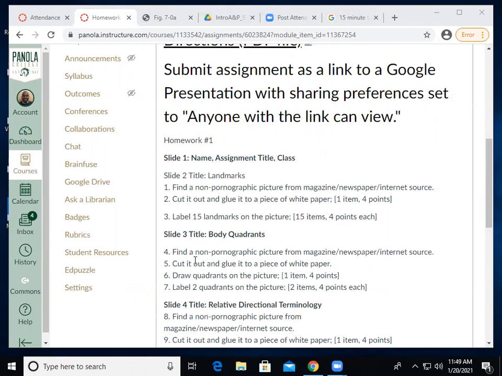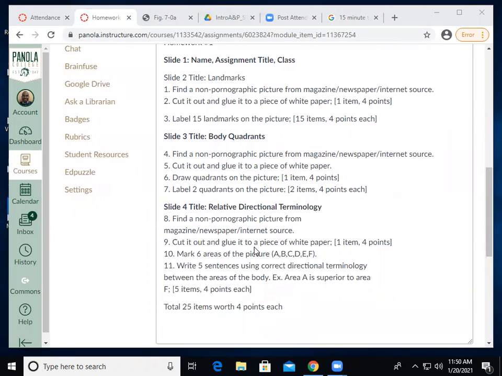For the third slide, it's body quadrants. That's the title. Another picture, you're going to draw the 4 in the line, and then label 2 of those 4 quadrants. The fourth slide, you're going to do relative directional anatomy. Do another picture, label 6 areas in the picture, A, B, C, D, E, and F. And you're going to write 5 sentences using the correct terminology. So you can say, for example, area A is superior to area F. You do all those things, you get 100.